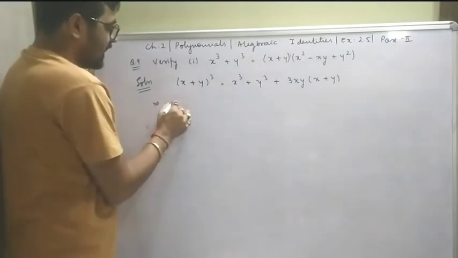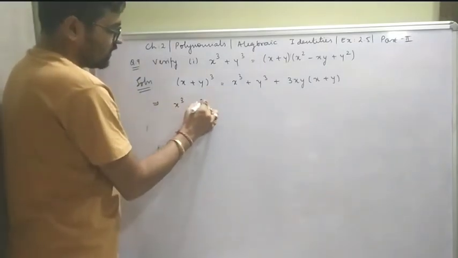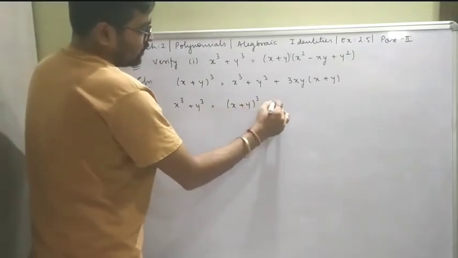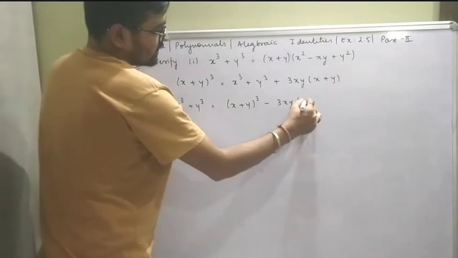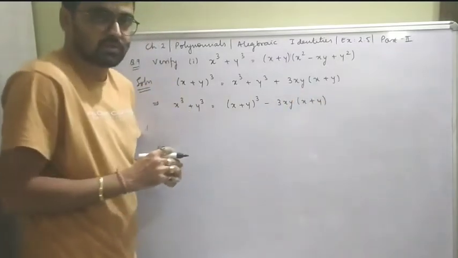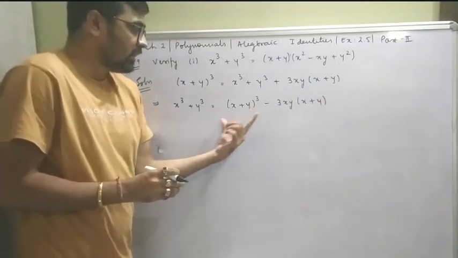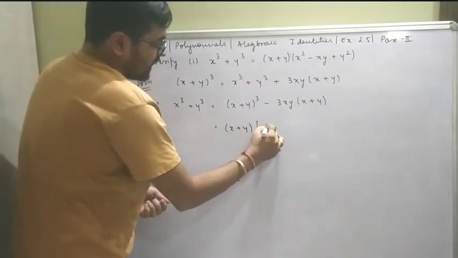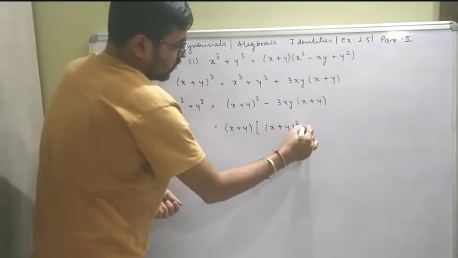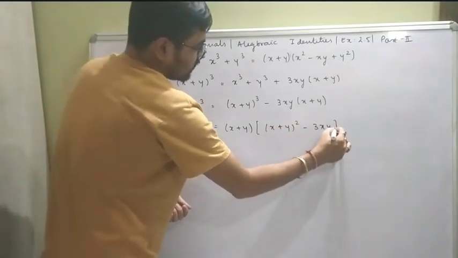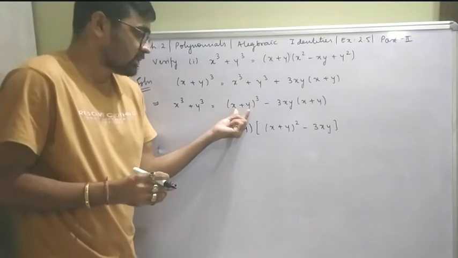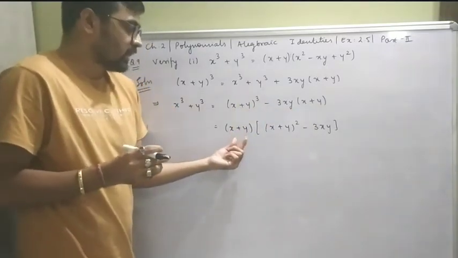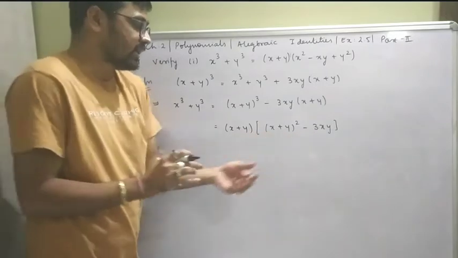So can I write it like this? x cube plus y cube is equal to x plus y whole cube minus 3 times xy into x plus y. Very simple. Now let me take x plus y common from here. So we are left with x plus y whole square minus 3xy. I took x plus y common. Correct.